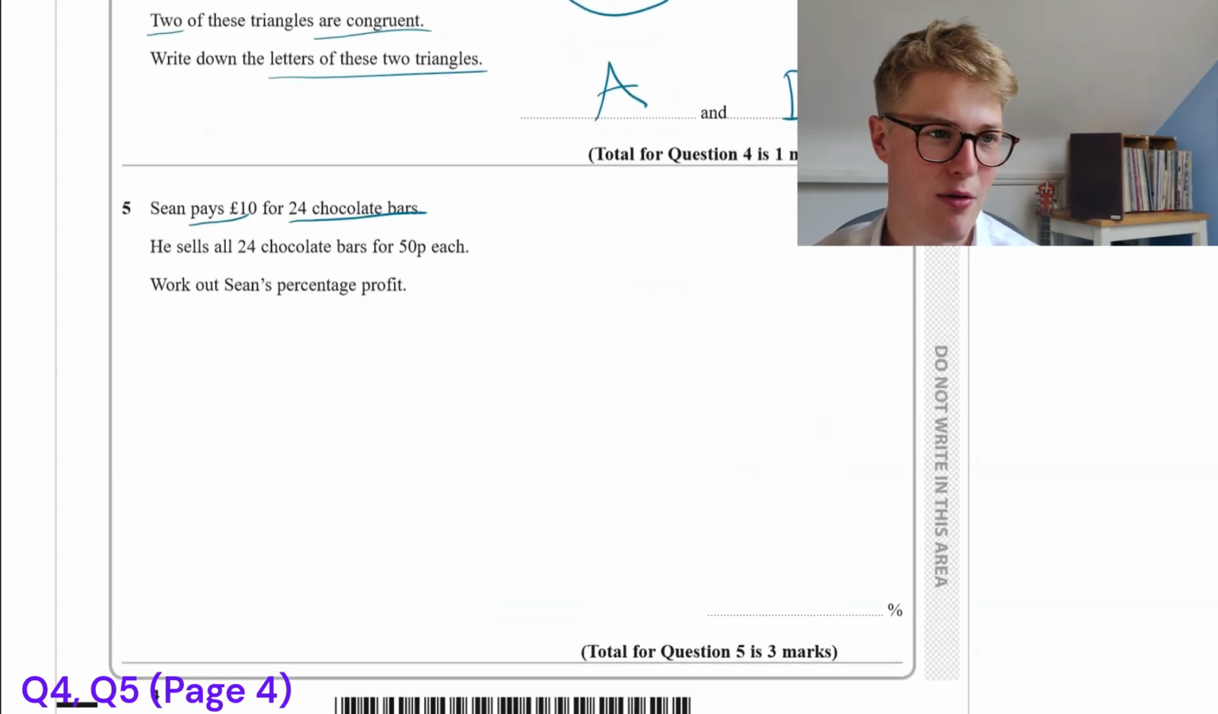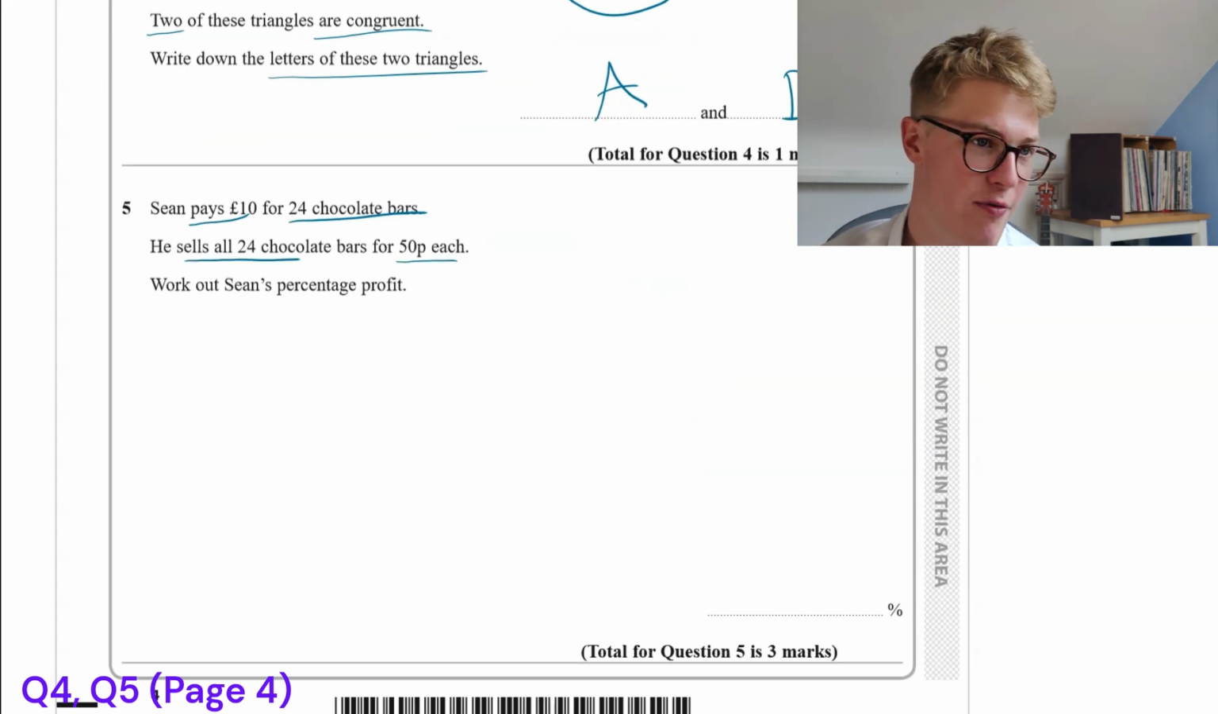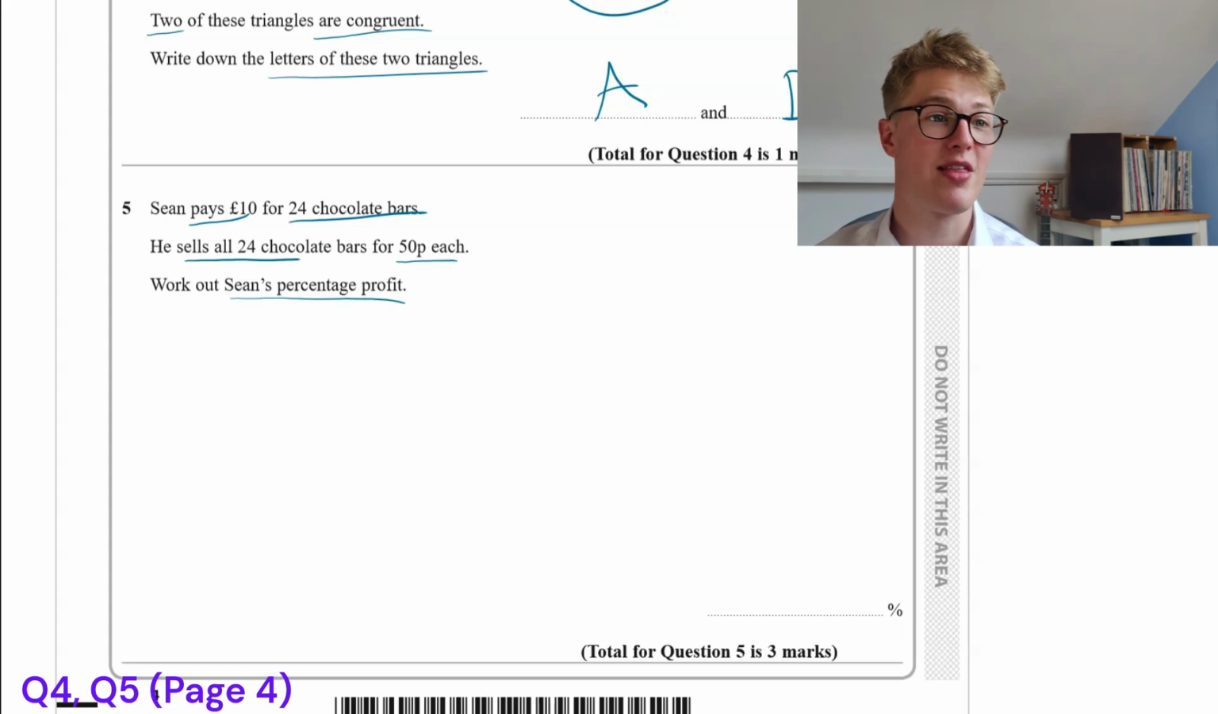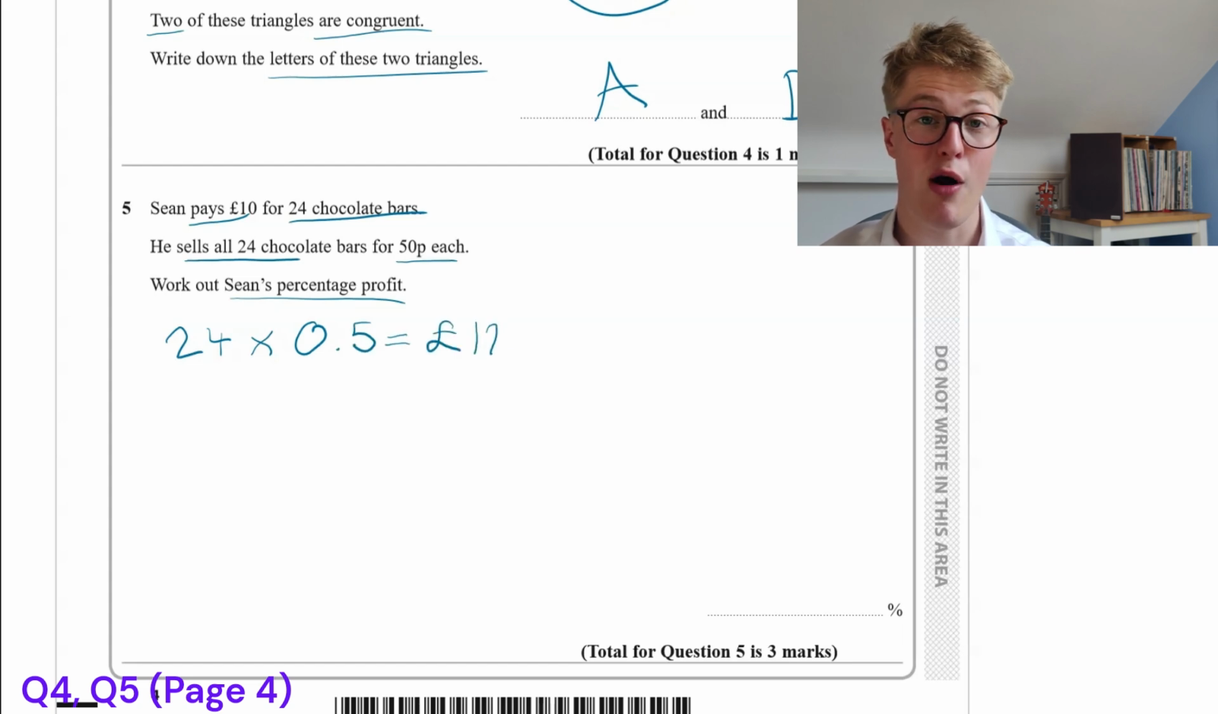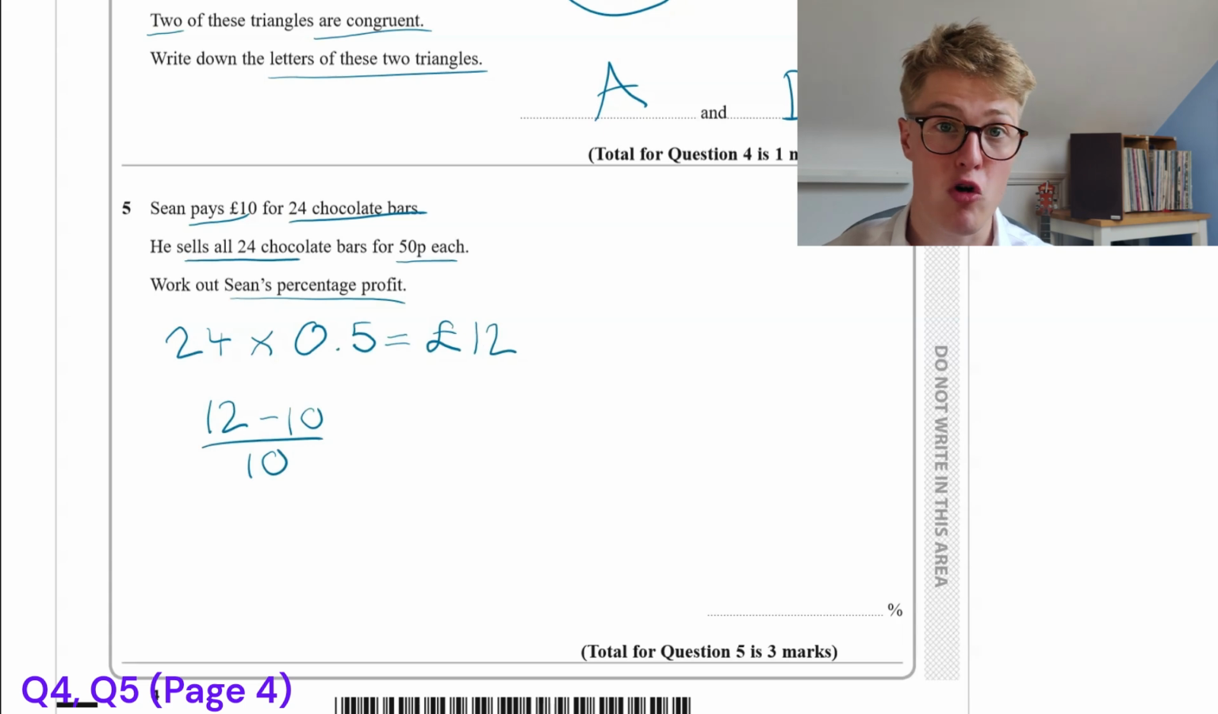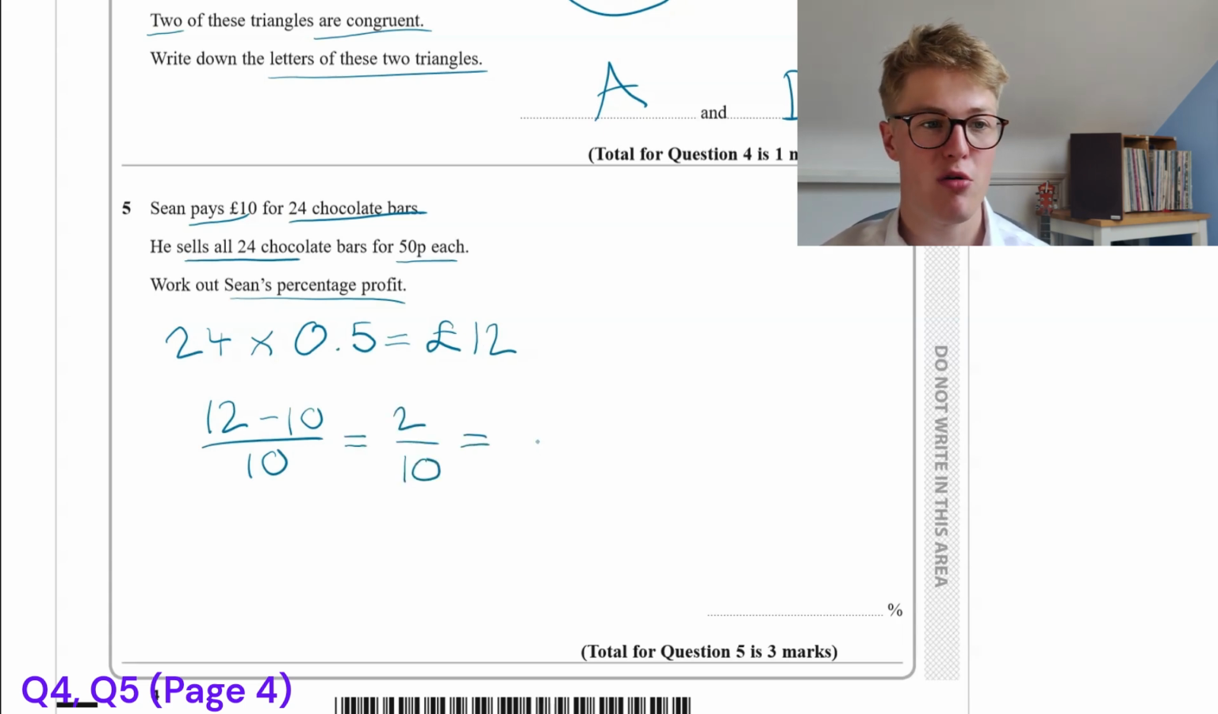Sean pays £10 for 24 chocolate bars. He sells all 24 chocolate bars for 50p each. Work out Sean's percentage profit. So we need to find out how much money he's made. So we do 24 times 50p, which gives us £12. 12 minus £10, because that's how much he paid for all the chocolate bars, divided by 10 will give us the percentage increase. We have 2 over 10, which is 20%, so therefore he's made 20% percentage profit.